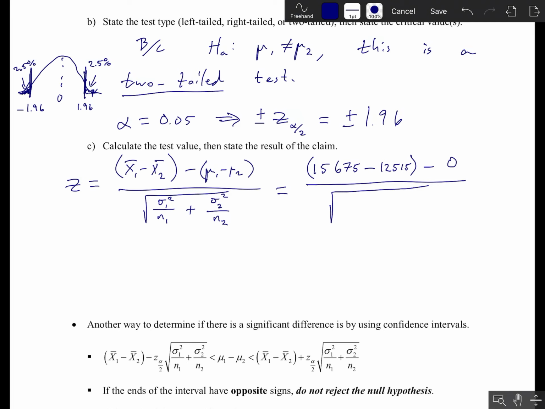And then we need to divide by the square root of sigma 1 squared. Sigma 1 was 2880. That's the standard deviation for that first population. So we divide by that squared divided by 225 because that was our sample size. And then we also need to add on sigma 2 squared. Sigma 2 was 2160. So that squared divided by its sample size, which was also 225. So this is the quantity that we get.